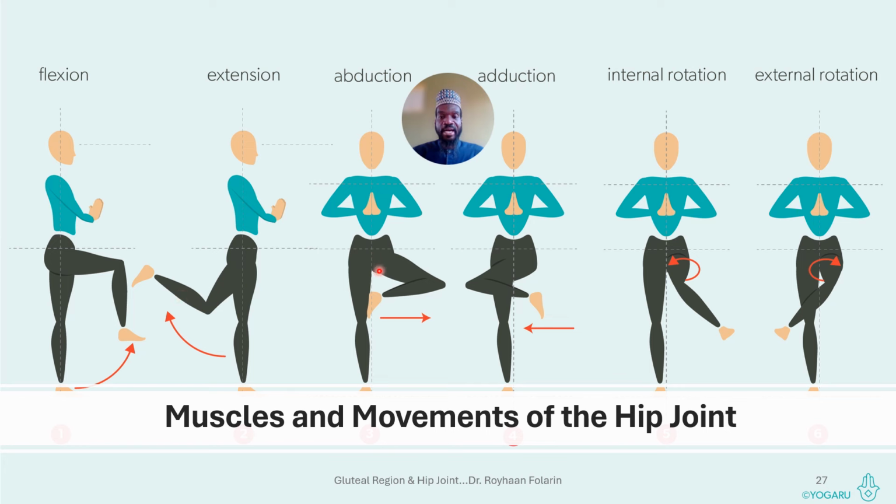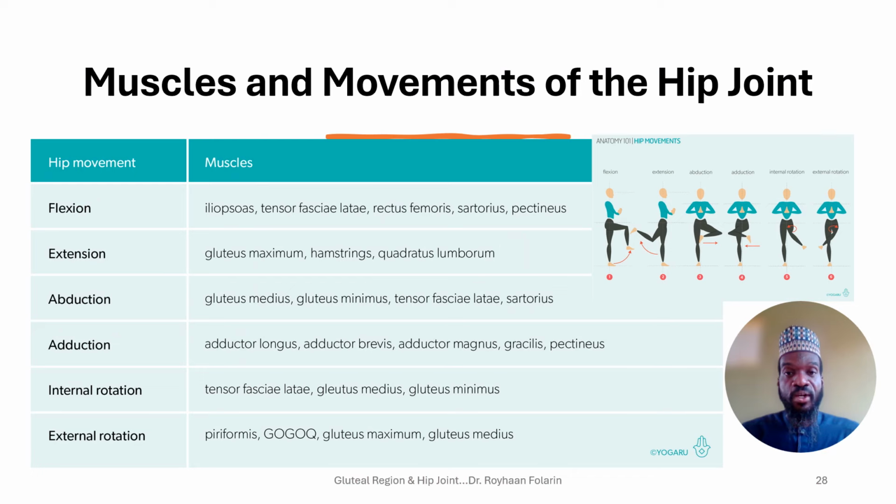While you have abduction, taking the thigh away from the midline, as shown here, and then adduction brings this abducted thigh back to the normal position and further takes it in the opposite direction, like we have in this case. Internal rotation is when you rotate the thigh inward, and external rotation is when you rotate it outward, leading to this kind of movement. So here is a table that summarizes the muscles that contribute to the respective movements.